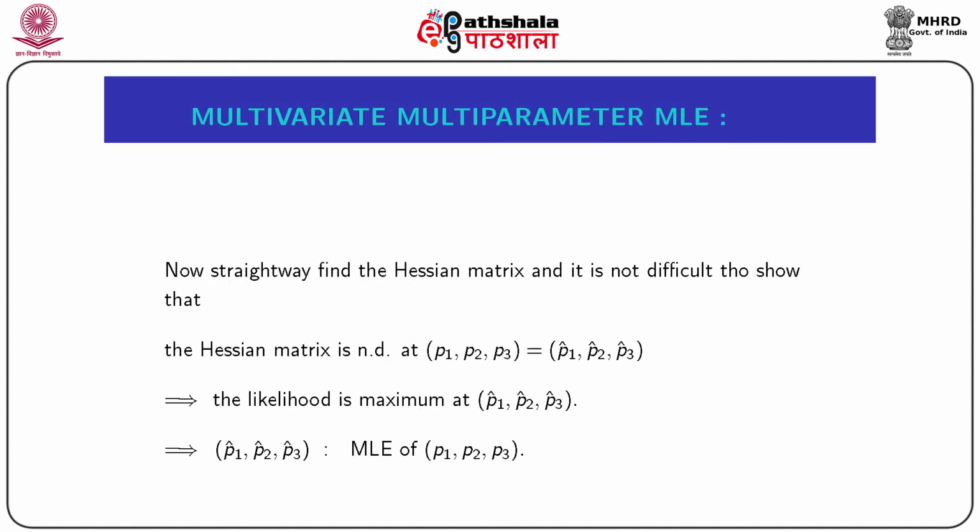Now, straightaway find the Hessian matrix and perhaps it is not difficult to show that the Hessian matrix is negative definite at the point P1 hat, P2 hat and P3 hat. So finally this implies P1 hat, P2 hat and P3 hat is the maximum likelihood estimator of P1, P2 and P3.